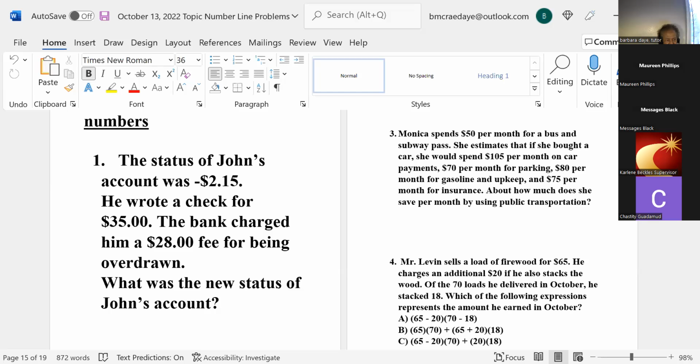Zero. How are you getting zero? Because if he had negative $2.15, his overdraft is way over the amount that he has. So he has nothing left in his account. I don't know if I'm wrong. No, he has negative, not zero. Negative is not the same as zero. Oh, what did I do wrong? Maureen, what's the new status of John's account?